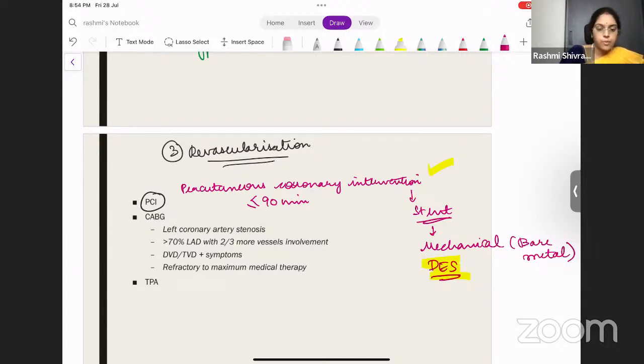After doing this, you put the patient on antiplatelets. And you decrease the possibility of rethrombosis.